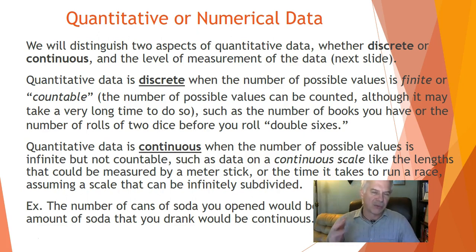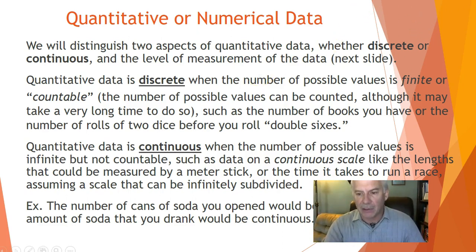The time it takes to run a race. You get your stopwatch out and you're measuring the amount of time. Well, that's on a continuous scale. If your stopwatch could measure in hundredths of a second or thousandths of a second, you could theoretically have an infinite number of possible numbers for the time it takes to run that race. So that's called continuous data. That's assuming always that the scale can be subdivided indefinitely, or infinitely subdivided.